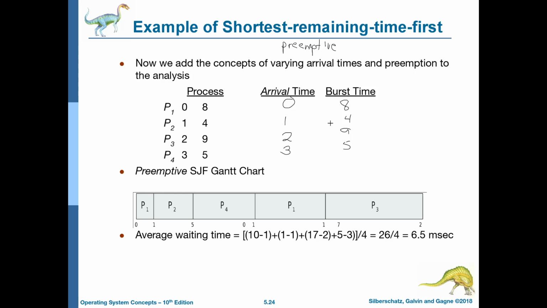Now, in the shortest remaining time first, we're still interested in picking the shortest burst time, okay? And if all these jobs arrived at the same time, clearly we would start with 4, then move on to 5, then go on to 8, and then go on to 9.